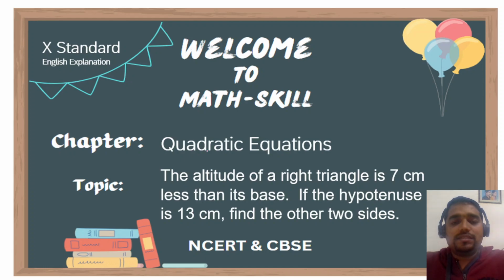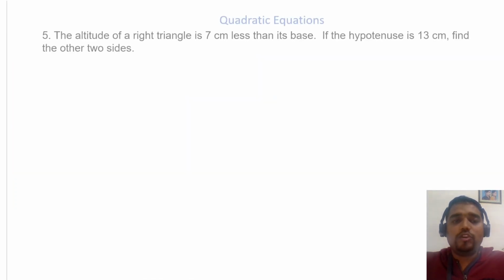Today let's discuss the chapter Quadratic Equations. Numerical: the altitude of a right triangle is 7 centimeters less than its base. If the hypotenuse is 13 centimeters, find the other two sides. This is part of the NCERT as well as CBSE syllabus for 10th standard. Now let us note down the numerical.